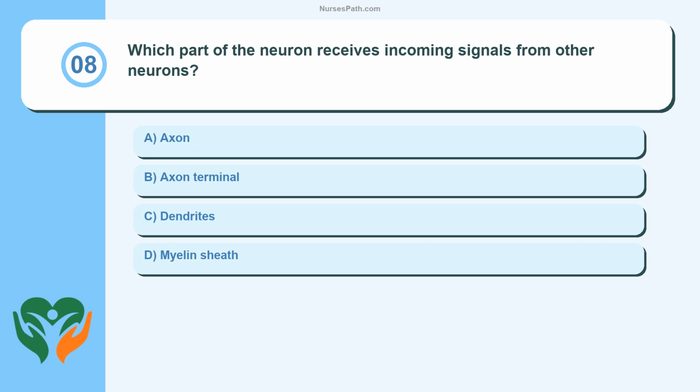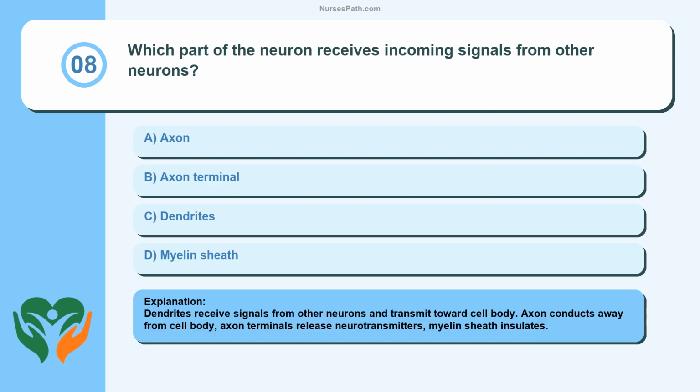Question 8. Which part of the neuron receives incoming signals from other neurons? Axon, axon terminal, dendrites, myelin sheath. Dendrites receive signals from other neurons and transmit toward cell body. Axon conducts away from cell body, axon terminals release neurotransmitters, myelin sheath insulates.